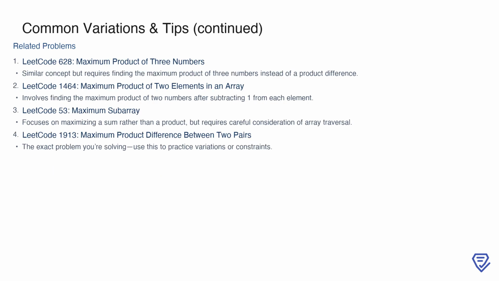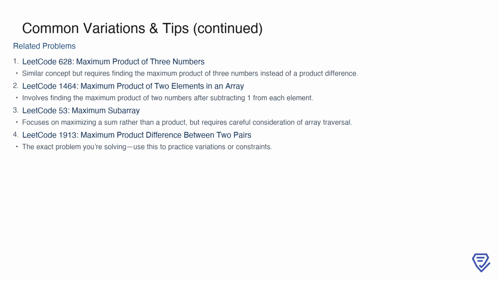If you're looking to deepen your understanding of this problem, exploring related problems can be very helpful. For instance, LeetCode 628, which focuses on finding the maximum product of three numbers, shares similar logic but requires you to consider one additional number in your calculations. LeetCode 1464 asks you to find the maximum product of two elements after subtracting one from each, offering another twist on product calculations in arrays.